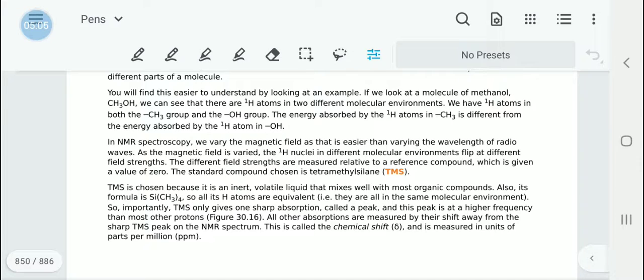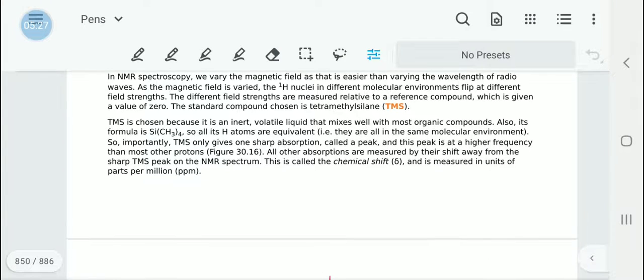This standard value 0 is given to TMS, which is called tetramethylsilane. That is taken as the standard value, just like we take carbon C12 to be 12 as a unit. TMS is given 0. TMS is an inert volatile liquid that will mix well with organic compounds. So it is quite useful for us because it can be used as a basis on which everything else is described.